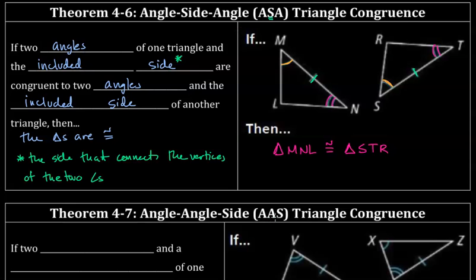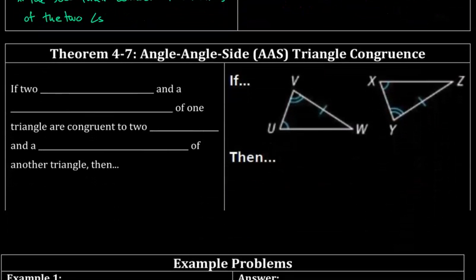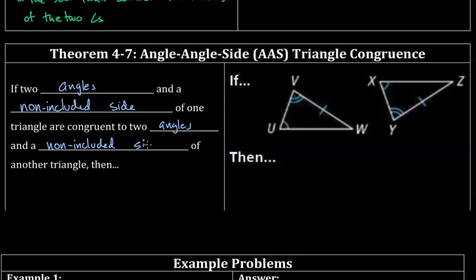Then the other one is called angle angle side, and let's talk about this one real quick. You'll notice that again what we have in these two triangles are two pairs of angles that are congruent and then a side that's congruent, but this time the side is not located between the angles. It's what we call a non-included side. And so let's start with the writing part over here first. If two angles and a non-included side of one triangle are congruent to two angles and a non-included side of another triangle, then the triangles are congruent.